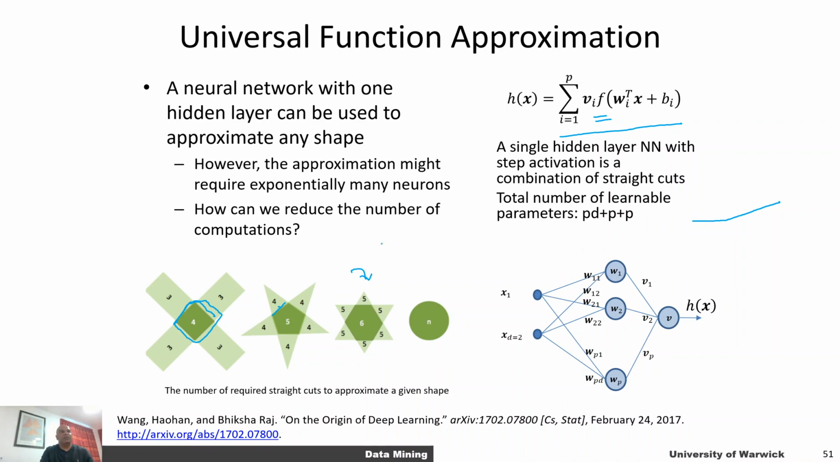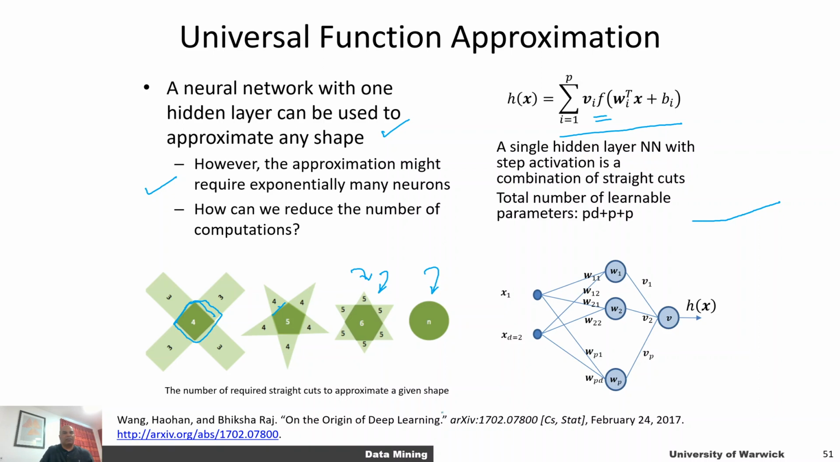Now, the problem with universal approximation is this: a neural network with one hidden layer can be used to approximate any shape. So as we increase the number of neurons in the hidden layer, we should be able to approximate any function or any shape. However, the approximation might require exponentially many neurons. So going from an approximation of a hexagon to a circle, the number of neurons that you're going to need is going to go up exponentially, and that is a problem.